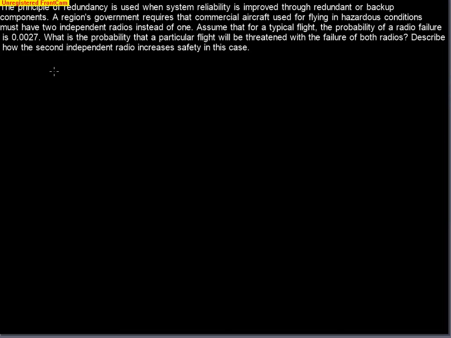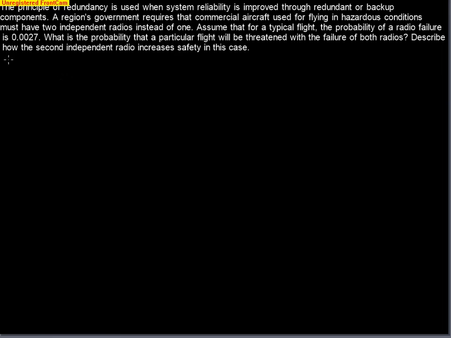All right, so what we're really looking at here is the probability of a radio failure. We're assuming that if a radio fails, that is not a good situation for an airplane. And so what governments require is that you put in two radios because you decrease the chances of a failure if you have two radios. You have that backup. All right. So what we're going to be looking at is really what is the difference? Is it worth it to put in that backup radio?